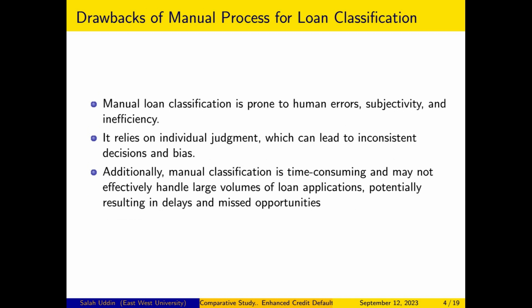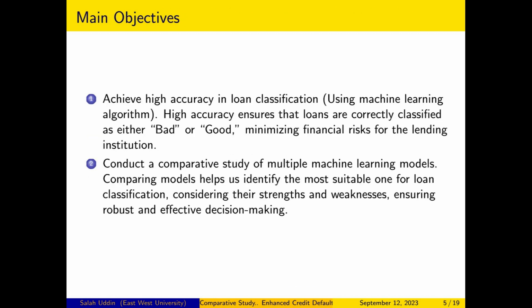The drawbacks of manual process for loan classification are as follows. Manual loan classification is prone to human errors, subjectivity, and inefficiency. It relies on individual judgment, which can lead to inconsistent decisions and bias. Additionally, manual classification is time-consuming and may not effectively handle large volumes of loan applications, potentially resulting in delays and missed opportunities.